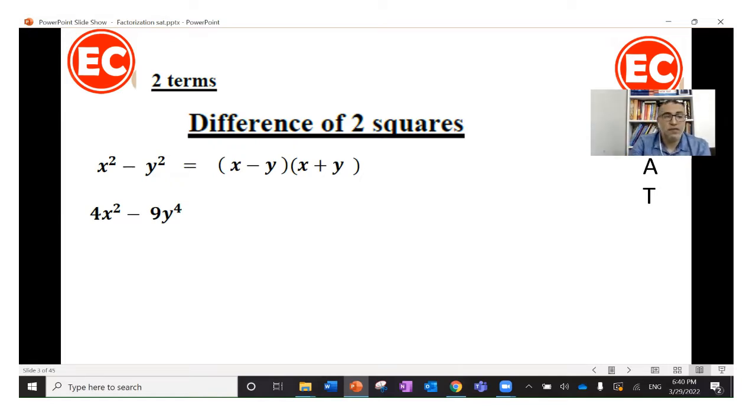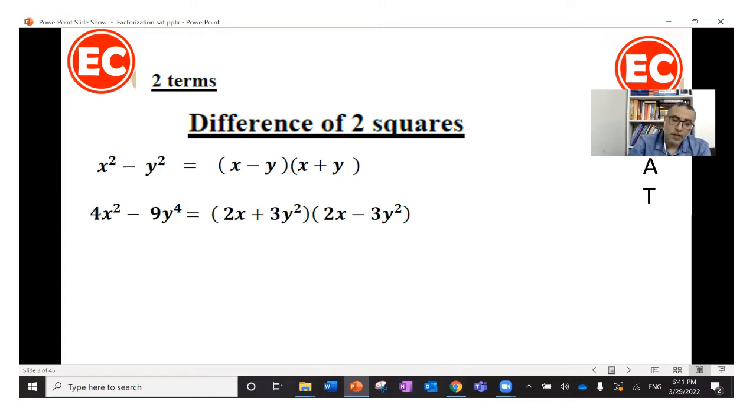The factorization of 4 is 2 times 2. And the factorization of 9 is 3 by 3. Factorization of x squared is x times x. And notice that one of the brackets is positive and the other is negative. And it doesn't matter which one you start with. Notice in the first example I started with the negative, but in the second example I started with the positive. It doesn't matter which one you start with.